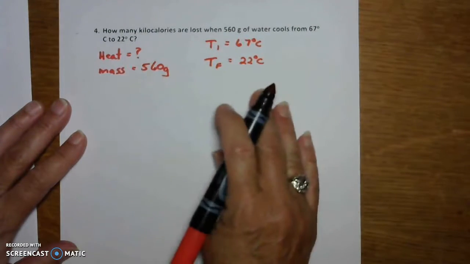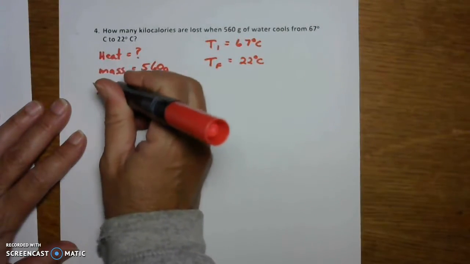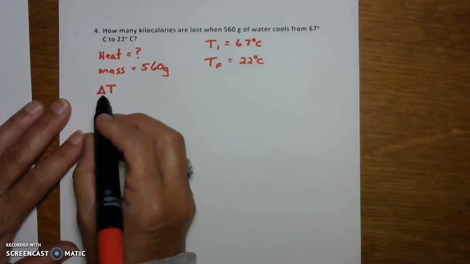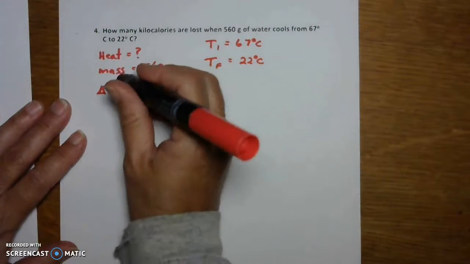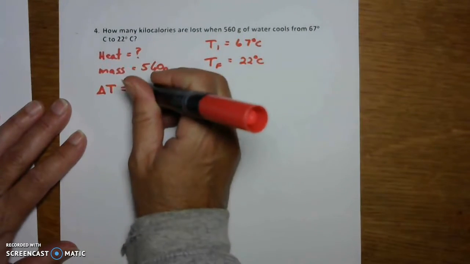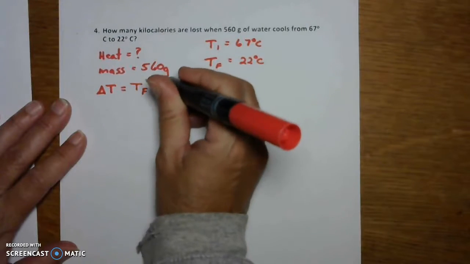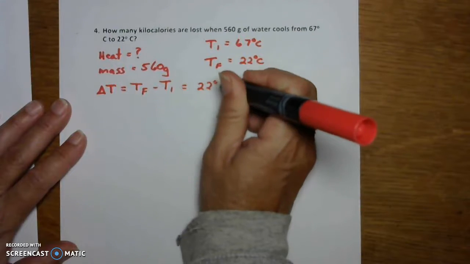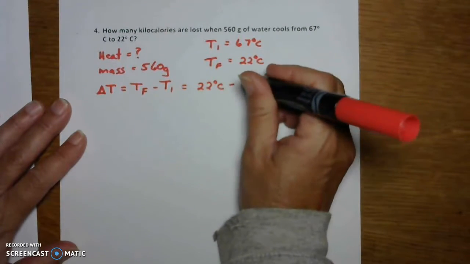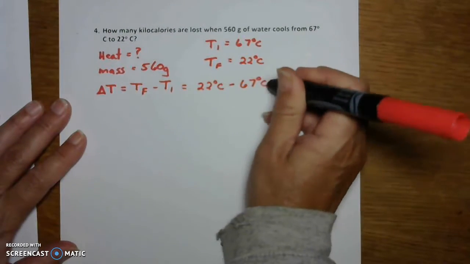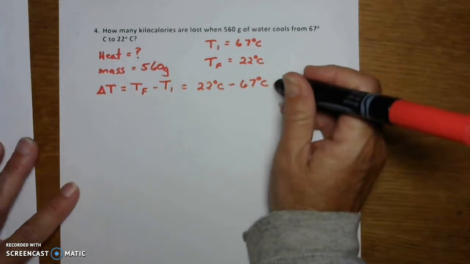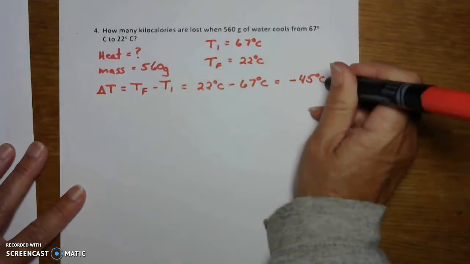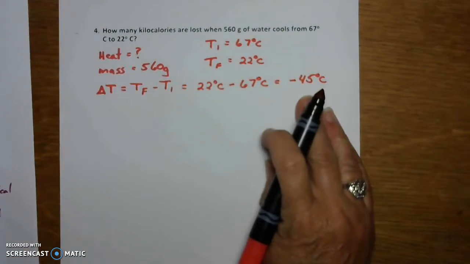So let's calculate the change in temperature to save ourselves some time. Delta, this triangle, means change, so delta T, change in temperature, is equal to the final temperature minus the initial temperature. The final temperature was 22 degrees Celsius. We subtract off the initial temperature of 67 degrees Celsius, and that gives us negative 45 degrees Celsius. So that's the temperature change.